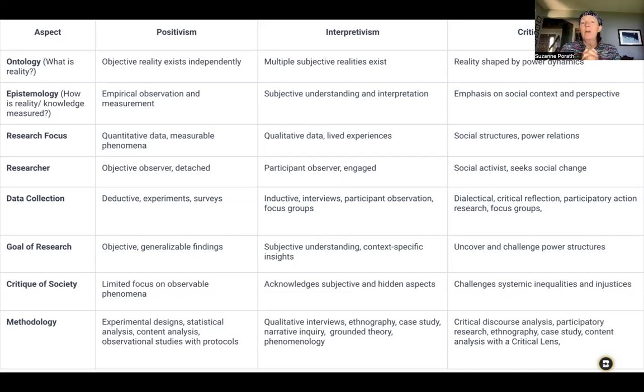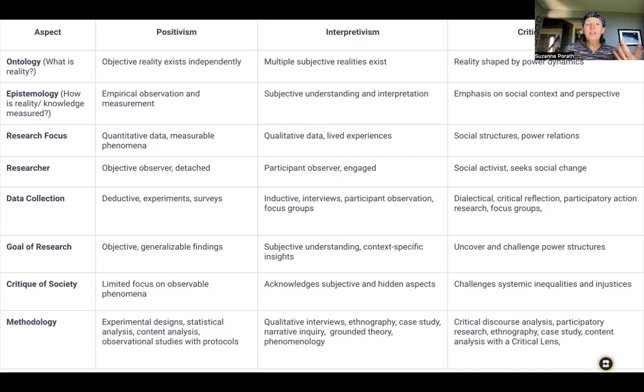Interpretivism says that there are multiple subjective realities, that everybody has a different perspective. And when you bring in critical theories, those realities are shaped by power dynamics of position, of money, of location, of race and ethnicity, etc.